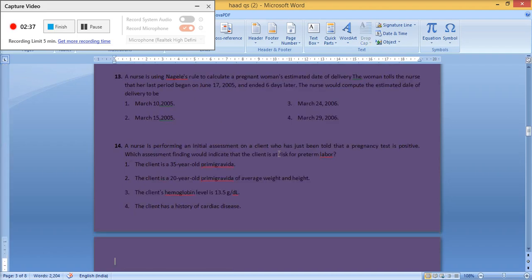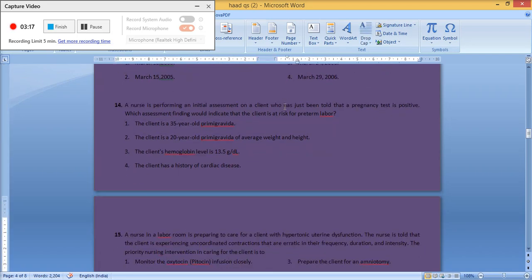13. A nurse is using Naegele's rule to calculate a pregnant woman's estimated date of delivery. The woman tells the nurse that her last period began June 17, 2005 and ended 6 days later. The nurse would compute the estimated date of delivery to be 1. March 10, 2005, 2. March 15, 2005, 3. March 24, 2006, 4. March 29, 2006. The correct answer is 3. March 24, 2006.